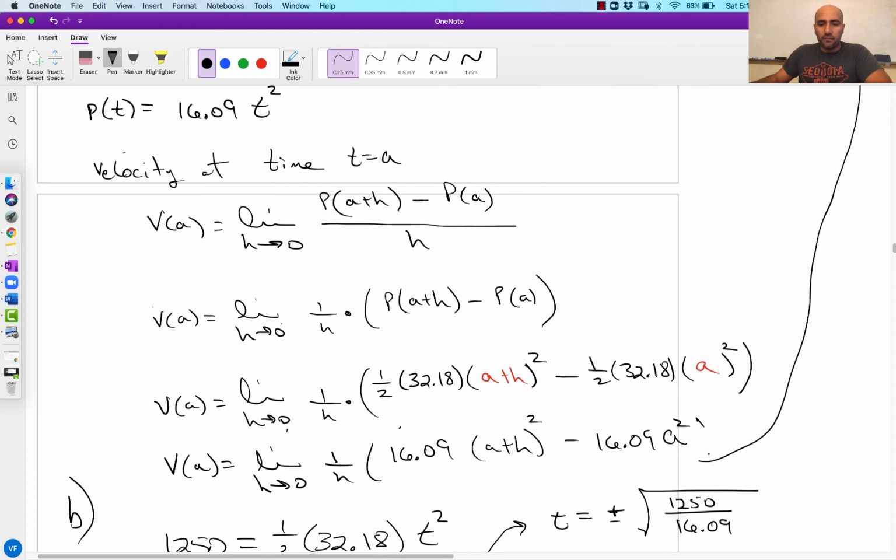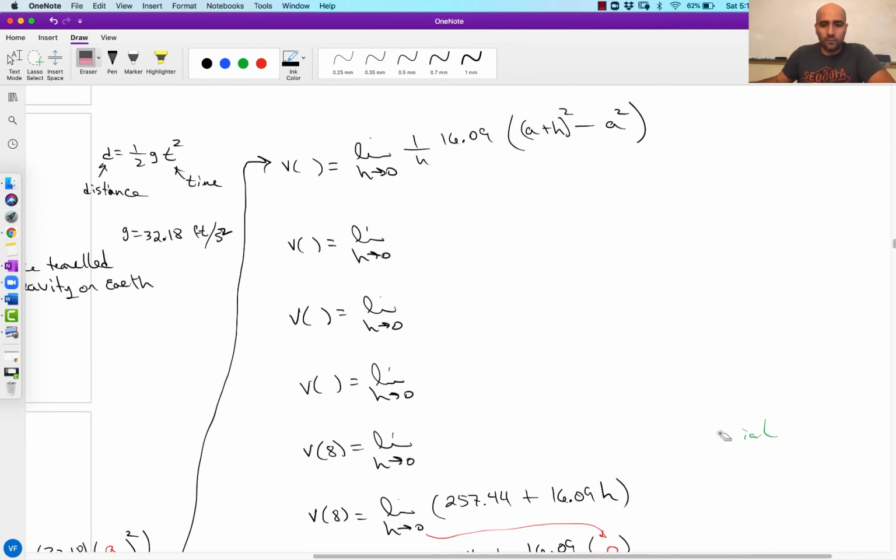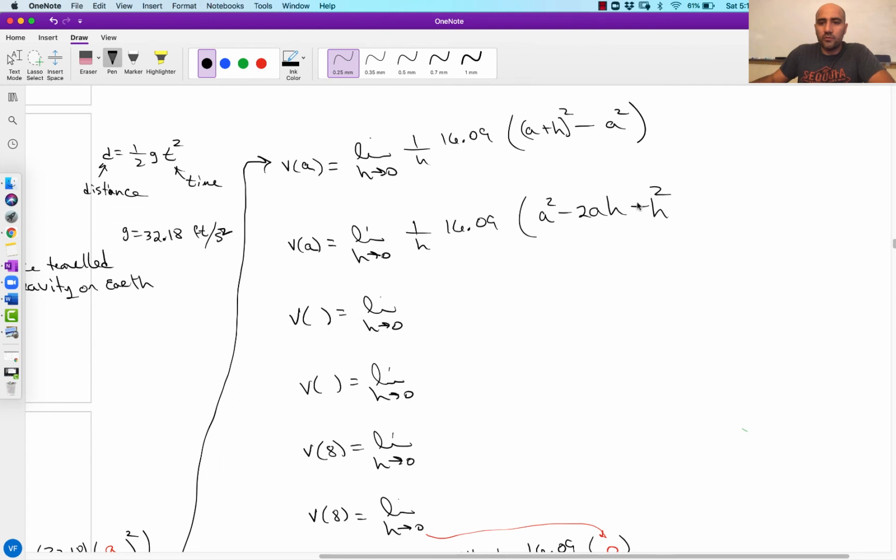Same thing there. So now I'm going to write this on the outside, factor it out, and I'll just have this squared minus this squared. That then becomes 1/h times 16.09 times a squared minus, 2ah minus h squared, plus, that's foiling this out, minus an a squared. Then the a squares cancel, giving me 1/h times 16.09 times 2ah plus h squared. Finally, one of those h's can factor out, and then we'll cancel with this one.